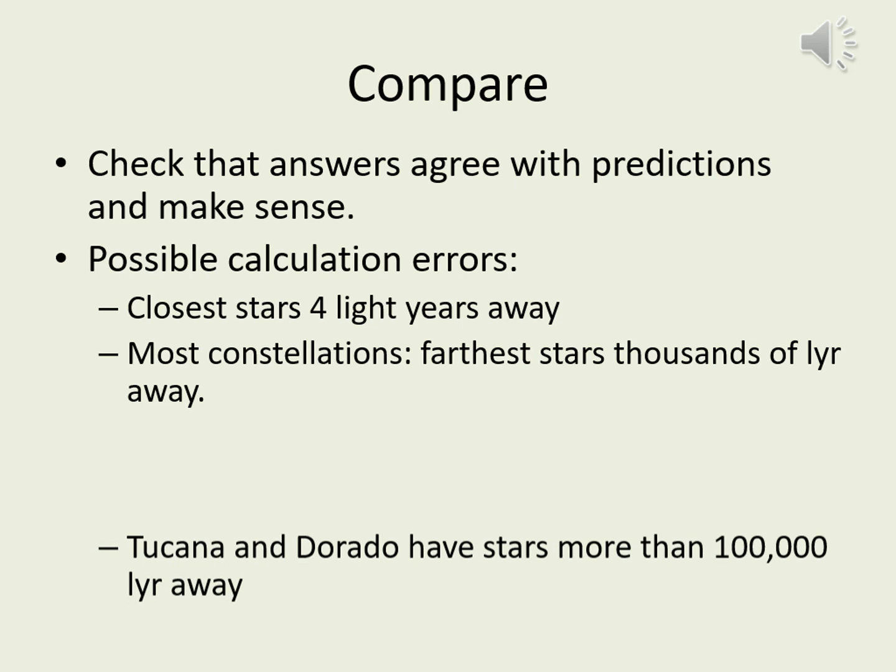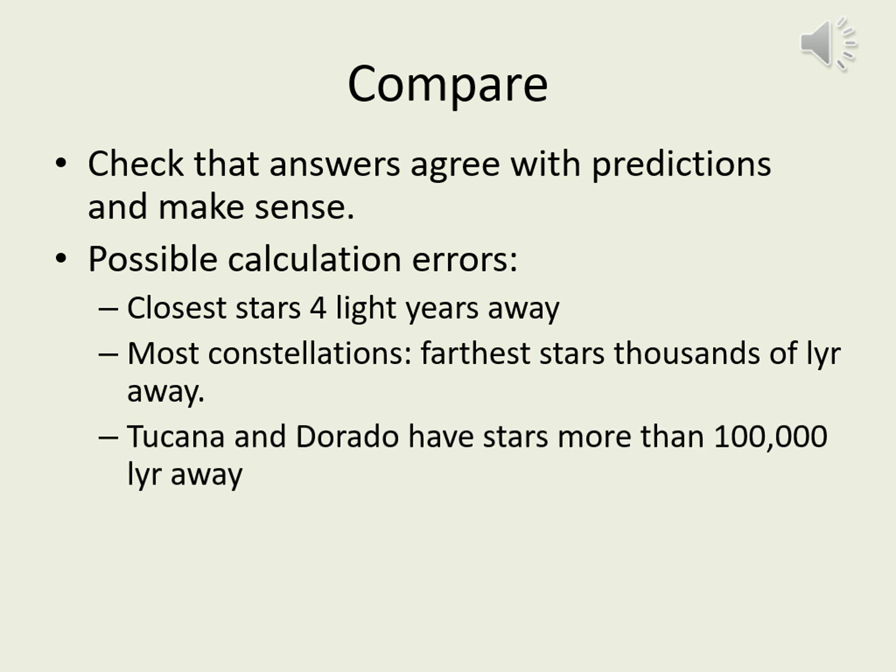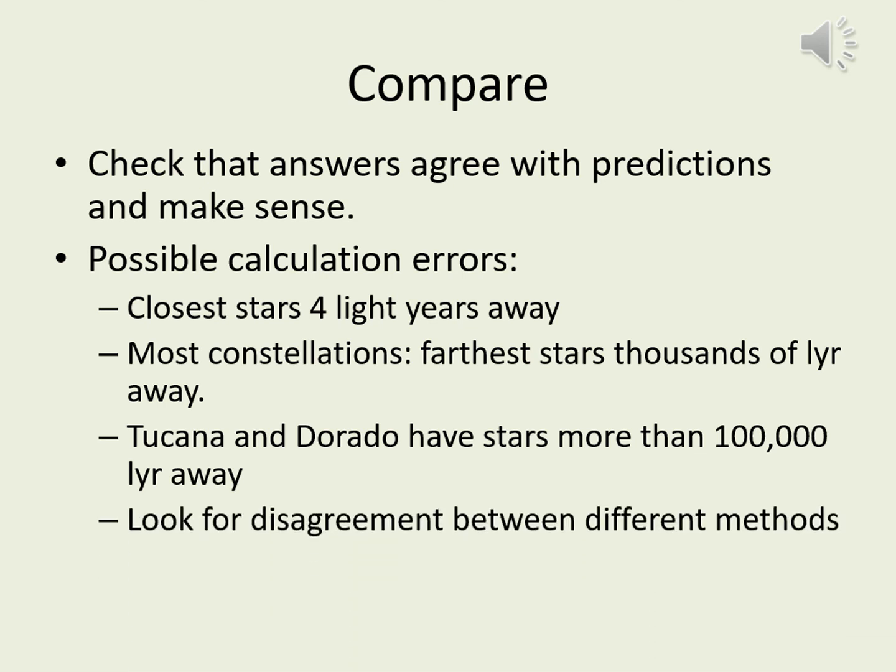On the other hand, if you have the constellations Tucana or Dorado, you might have one or more stars that are more than 100,000 light years away. That's because these two constellations contain small satellite galaxies of our Milky Way, and with the telescope, we can see individual stars within them. Another sign of a possible problem in the calculations is if the two ways of calculating the distance come up with very different results. The two measurements should usually agree within the uncertainty in values, so if they're far apart, it suggests something may have gone wrong. Remember, if you're having trouble deciding, it's okay to ask for help.